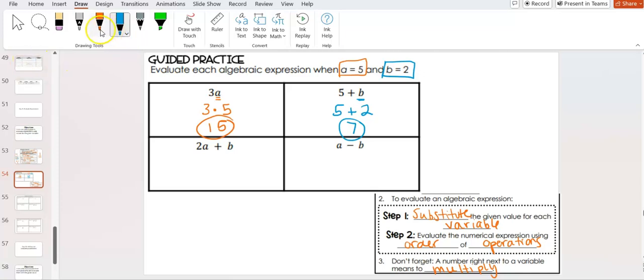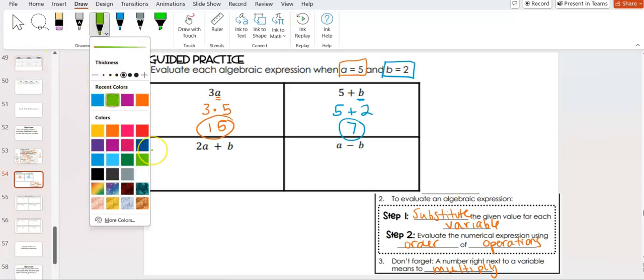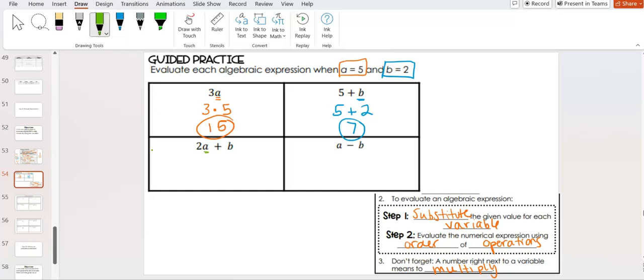Okay, next one. Let's pick another color. 2 times A plus B. Okay, and again, A is 5 and B is 2. So 2 times 5 plus 2. I just substituted each variable with its given value.